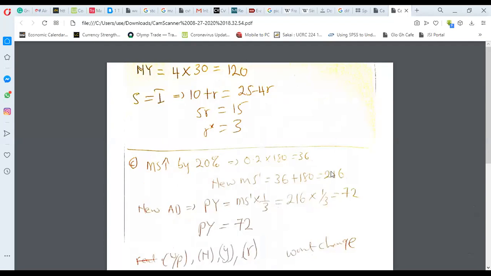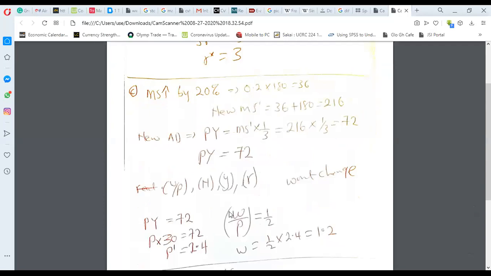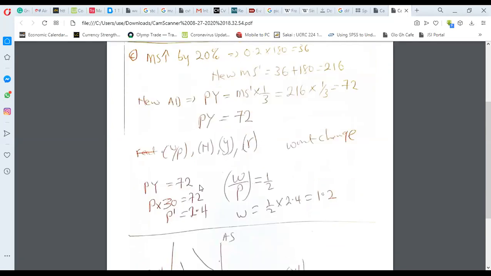So if we want to find our new AD, you see that now it has increased. It has shifted upwards from 60 to 72. But for that one, we know that W over P won't change, N won't change, Y won't change, R star won't change. But P will change. Because if Y is still 30, and PY is now 72, then our new P is going to be what? 2.4. And finding the W here, we are going to get 1.2.